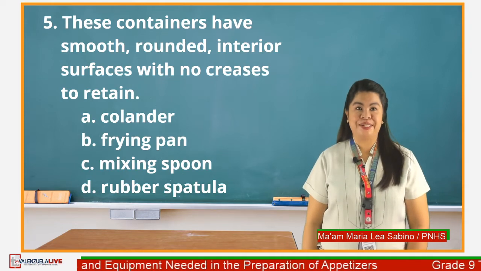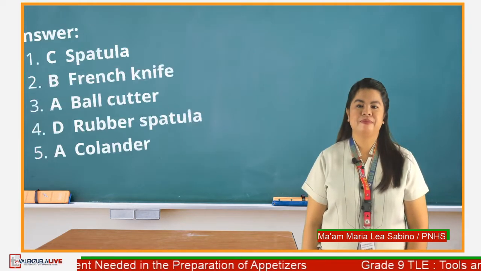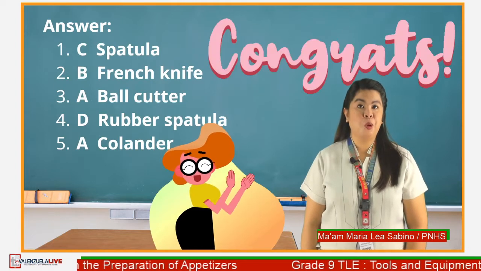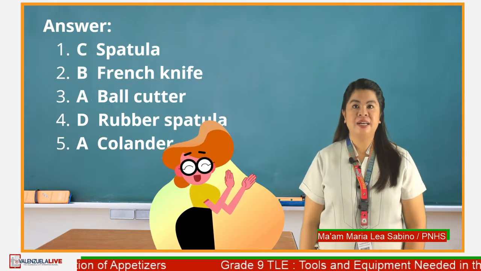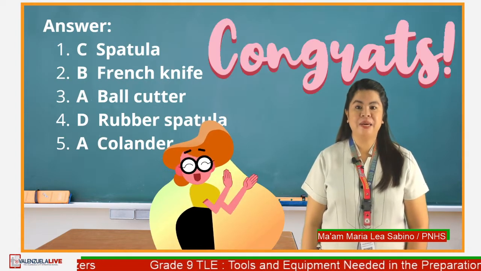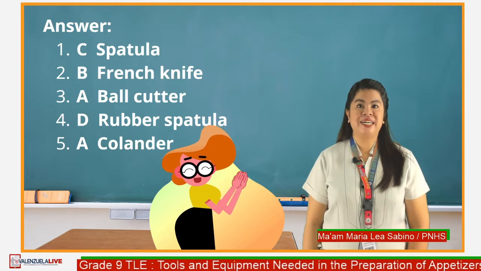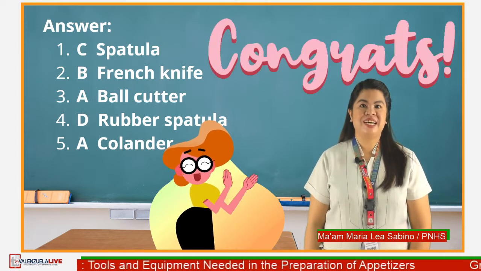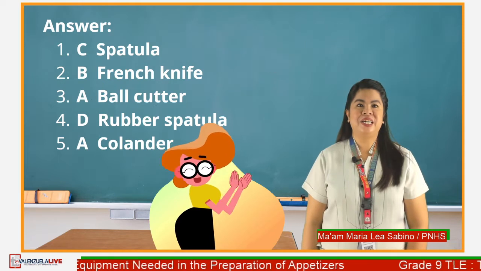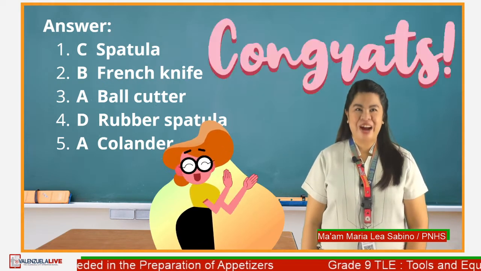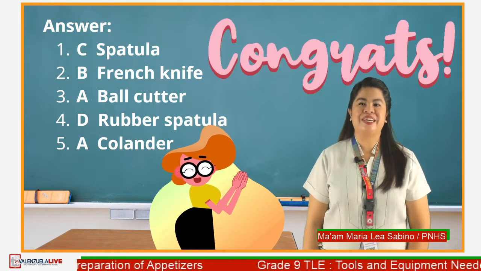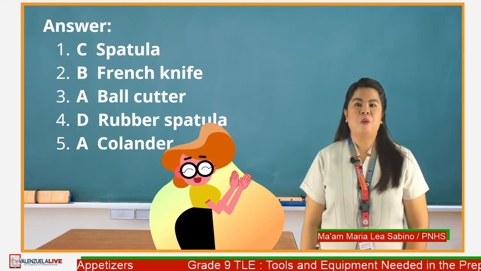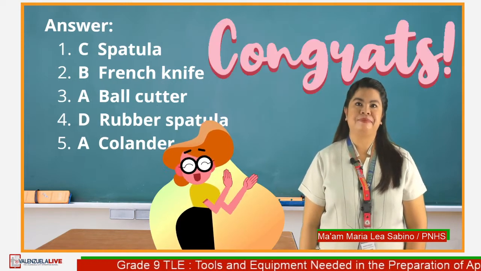Now let us answer. If you got number 1, C. Spatula. 2, B. French knife. 3, A. Ball cutter. 4, D. Rubber spatula. 5, C. Colander. If you got them all right, congratulations! Terrific! Now, what I have learned today.